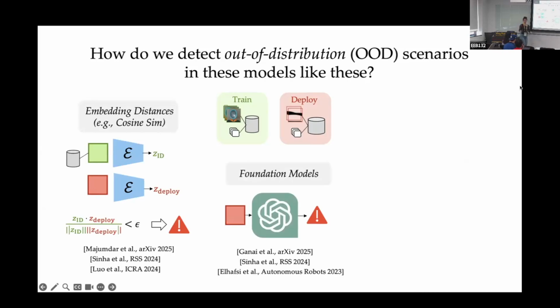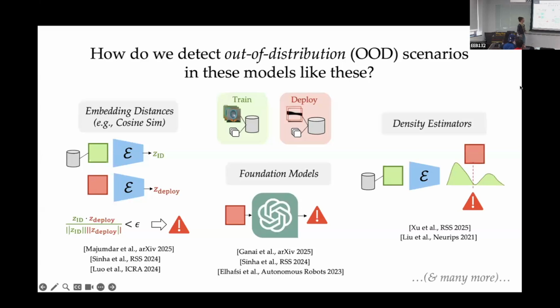Another is to use actually foundation models. You have them analyze the deployment data to figure out if there's important features that are anomalous or strange or out of distribution. And another one that's quite popular, so there's actually some work here at RSS from Toyota Research Institute, where you might train something like a density estimator or an energy-based model, and in low density regions, you say, uh-oh, I'm in some kind of out of distribution.